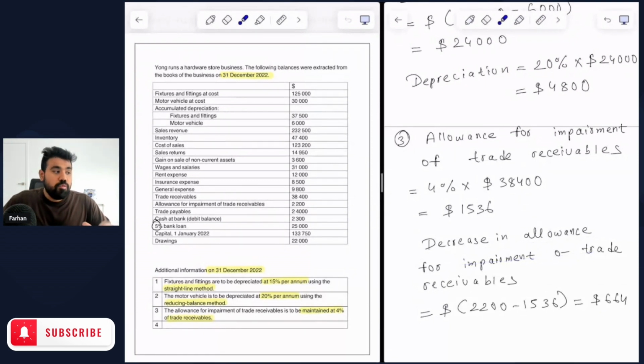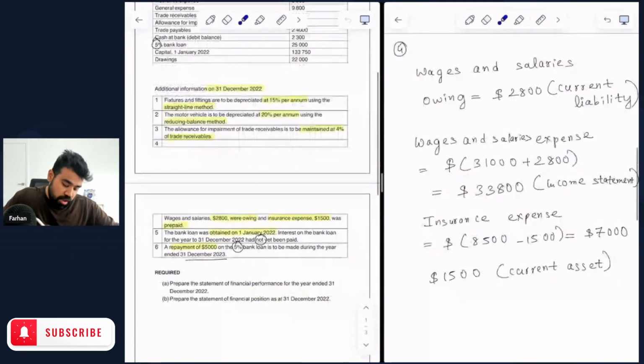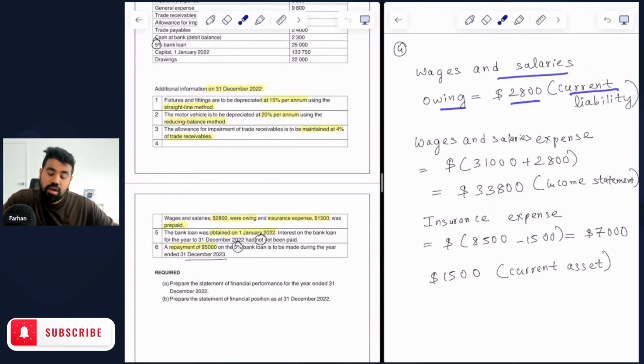Okay, so let's move to point number 4. So additional information number 4 says wages and salaries of $2,800 were owing and insurance expense of $1,500 was prepaid. So wages and salaries owing of $2,800 refers to the current liability that the business has at the moment. The reason this is a current liability is because the business has used the service from the staff or the employees, but they haven't paid their employees yet, and that amount is $2,800.